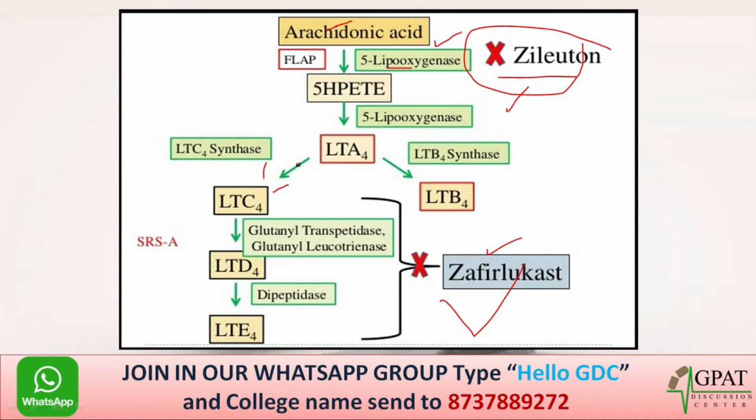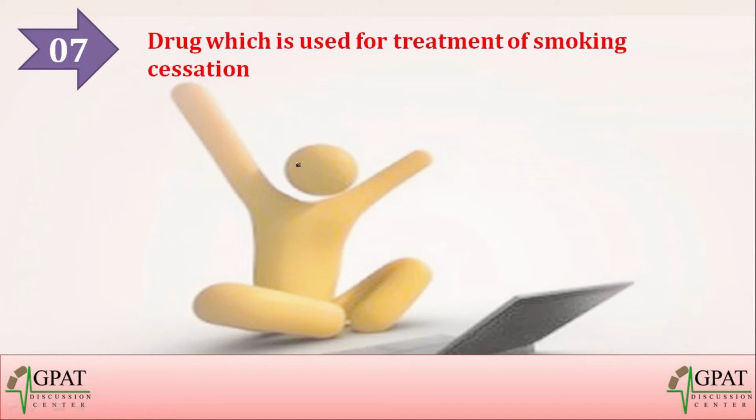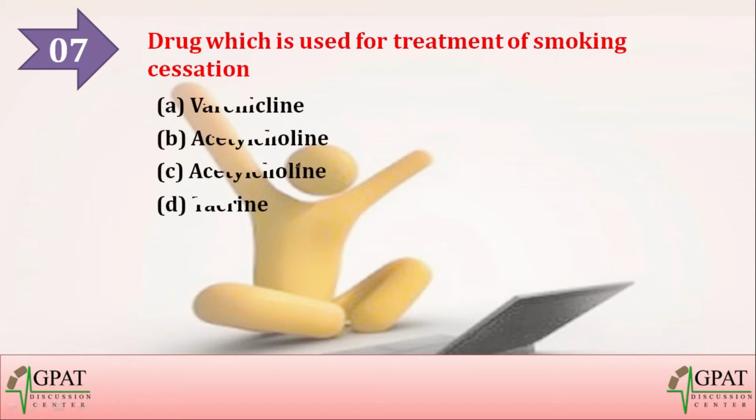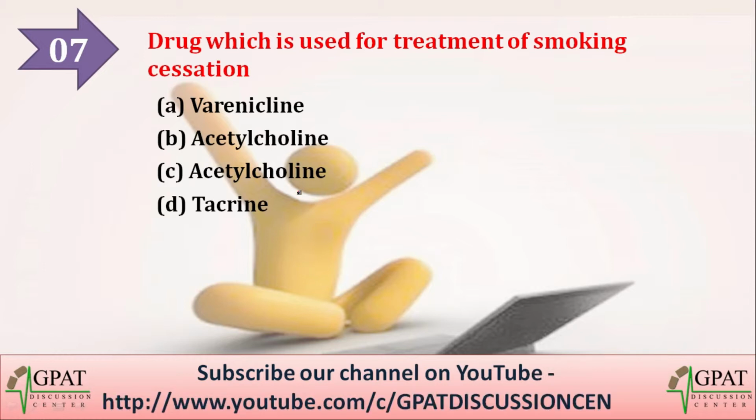So moving on to the next question: the drug which is used for treatment of smoking cessation. The options are: option A is varenicline, option B is acetylcholine, option C is acetylcholine, and option D is tacrine. So the correct answer is varenicline, the drug which is used for treatment of smoking cessation.